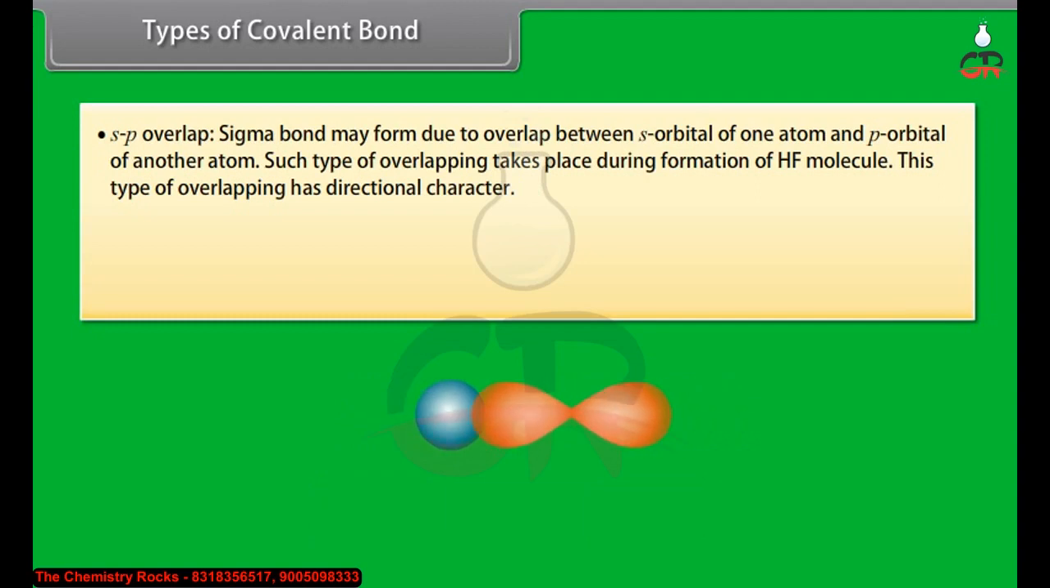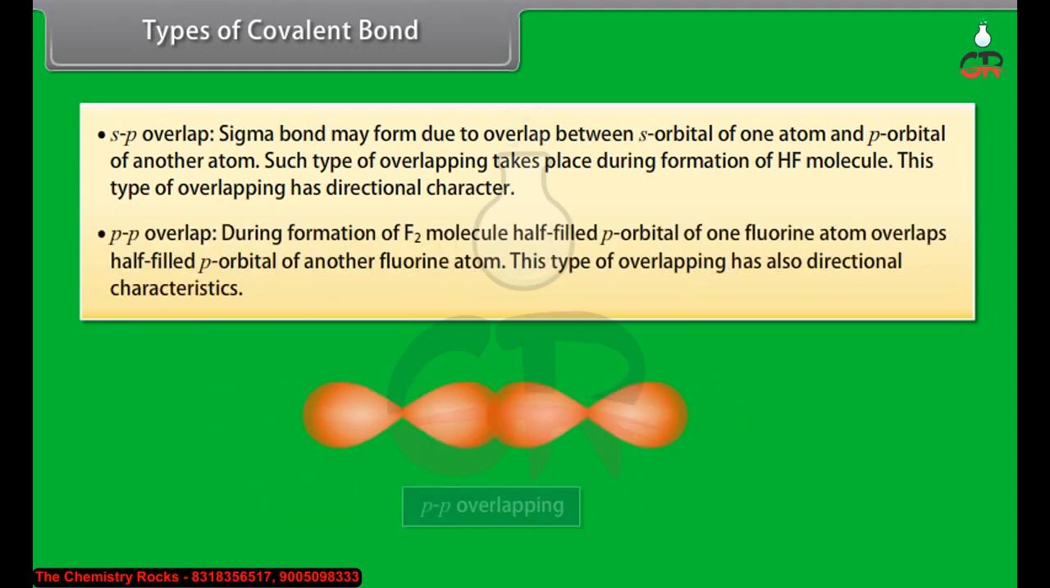S-P overlap. Sigma bond may form due to overlap between s orbital of one atom and p orbital of another atom. Such type of overlapping takes place during formation of HF molecule. This type of overlapping has directional character. P-P overlap. During formation of F2 molecule, half-filled p orbital of one fluorine atom overlaps with half-filled p orbital of another fluorine atom. This type of overlapping also has directional characteristics.